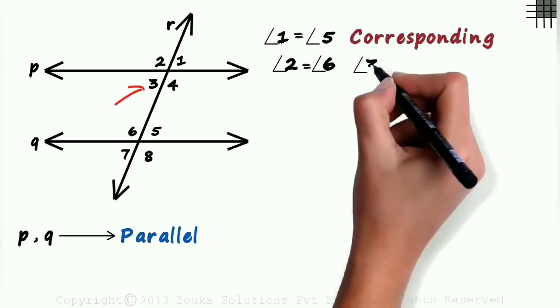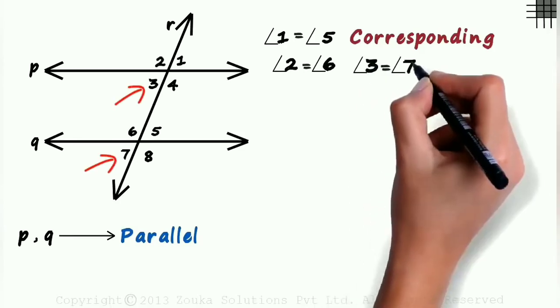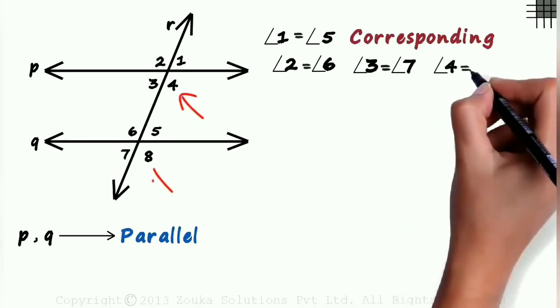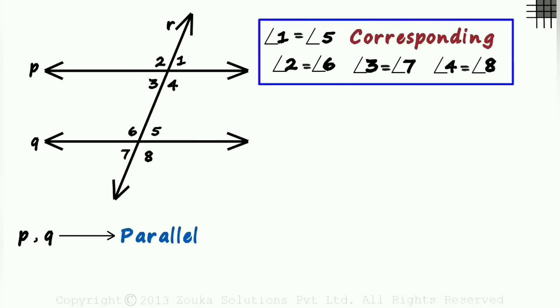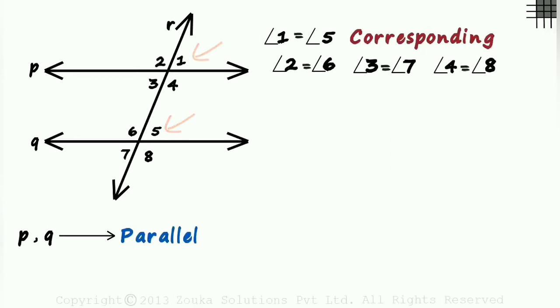Similarly, angle 3 will equal angle 7 and angle 4 will equal angle 8. These are the 4 pairs of corresponding angles that are formed: 1 and 5, 2 and 6, 3 and 7, 4 and 8.